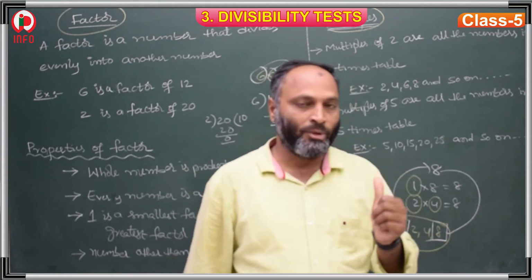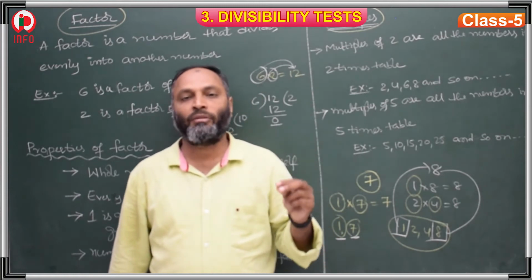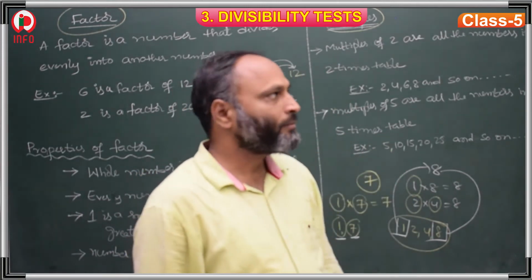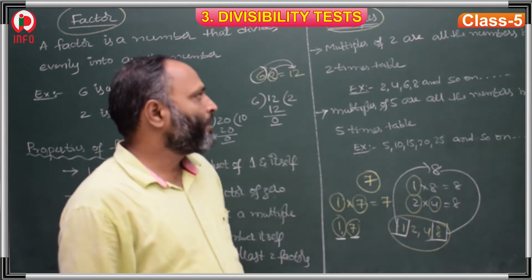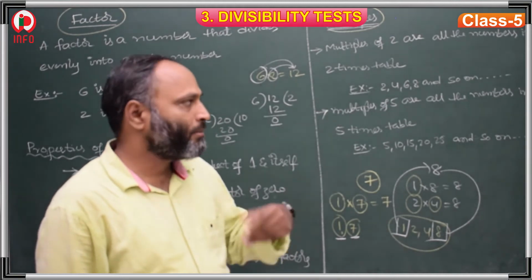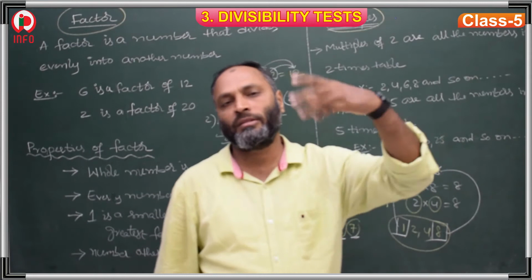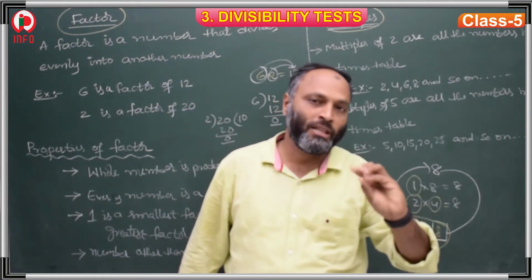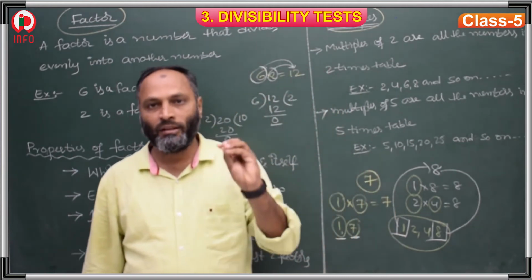Factors and properties are over. The factor definition is also completed. Now, multiples. Suppose we know the 2 tables, 3 tables, 4 tables, 5 tables, 6 tables, 7 tables, all tables by heart. We know at least up to the 20 tables, and up to the 20 tables we have learned the multiples.